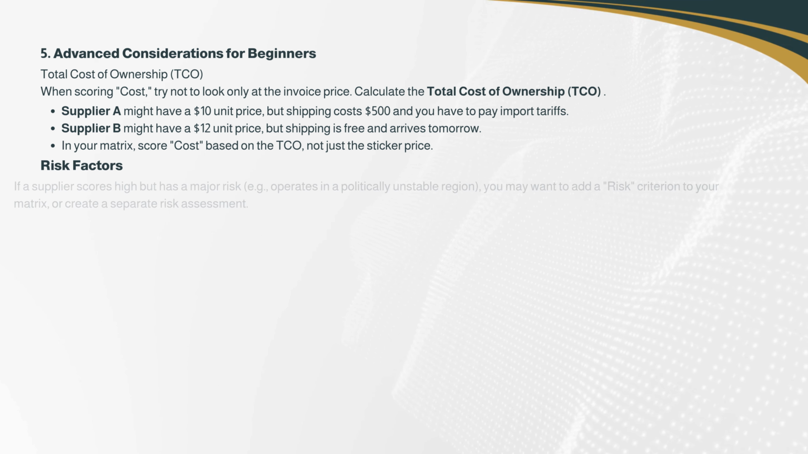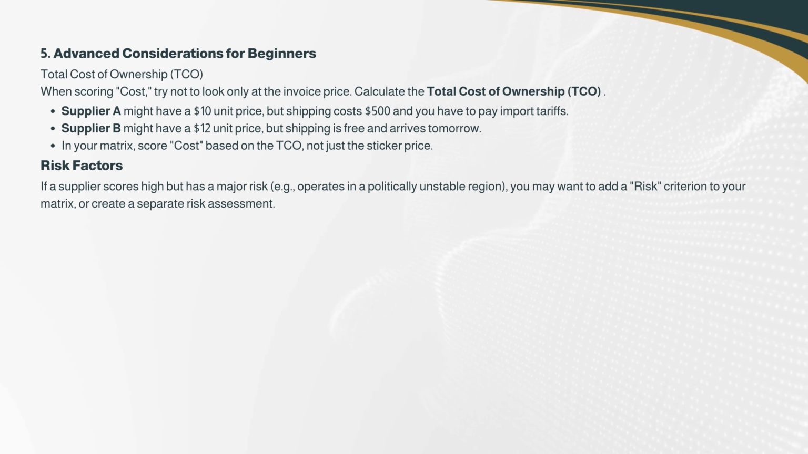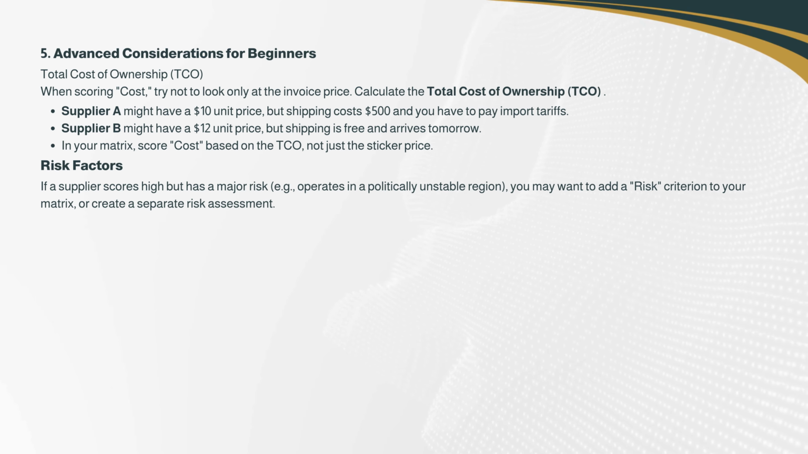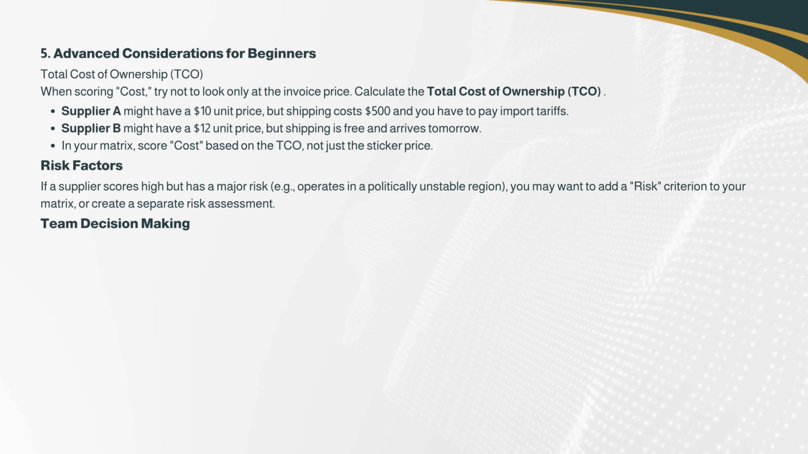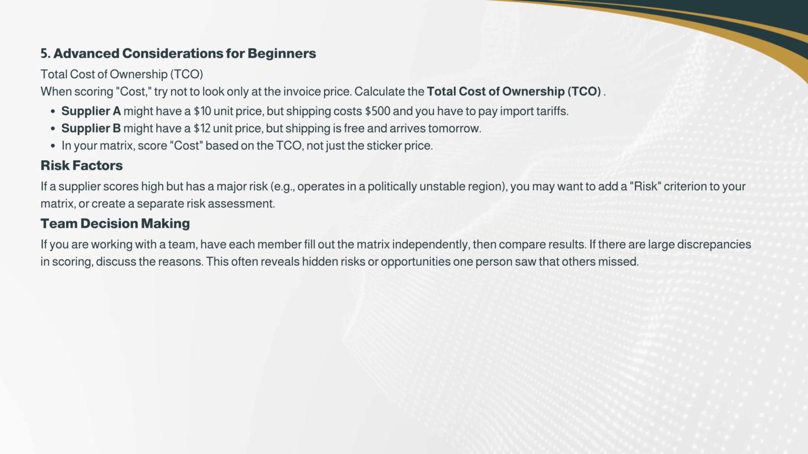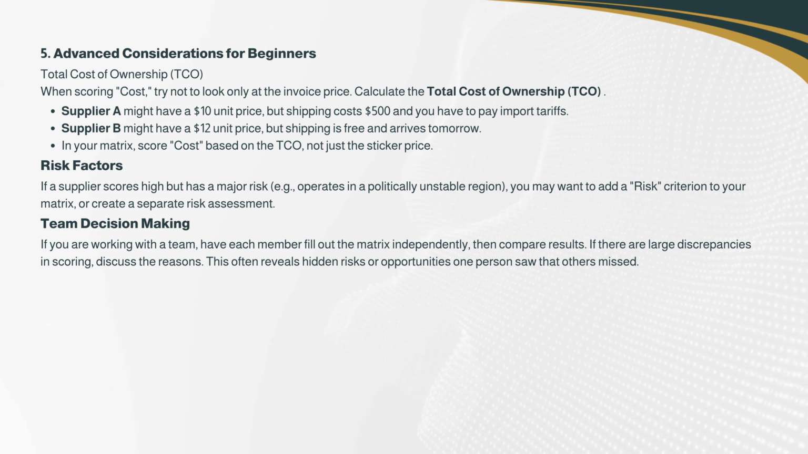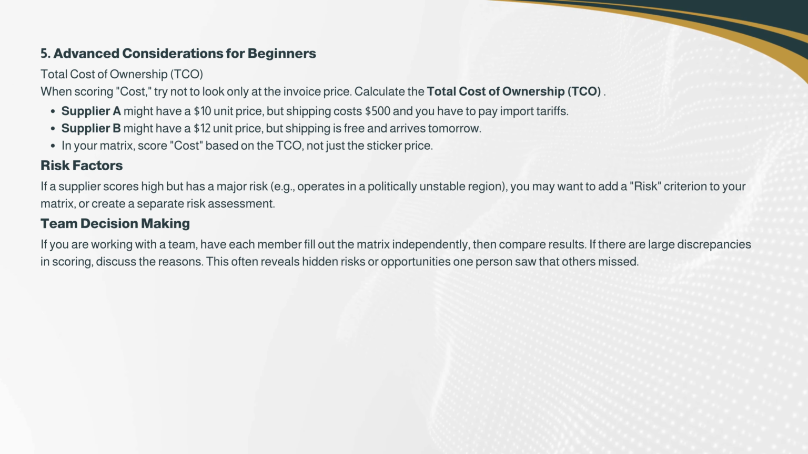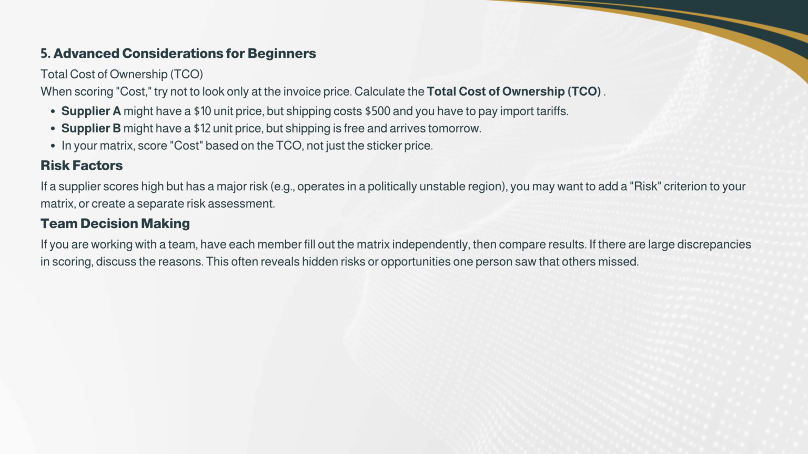Risk factors. If a supplier scores high but has a major risk, e.g., operates in a politically unstable region, you may want to add a risk criterion to your matrix, or create a separate risk assessment. Team decision making. If you are working with a team, have each member fill out the matrix independently, then compare results. If there are large discrepancies in scoring, discuss the reasons. This often reveals hidden risks or opportunities one person saw that others missed.